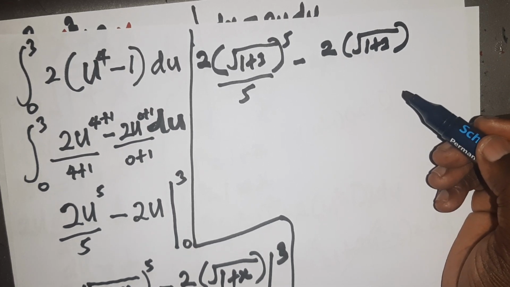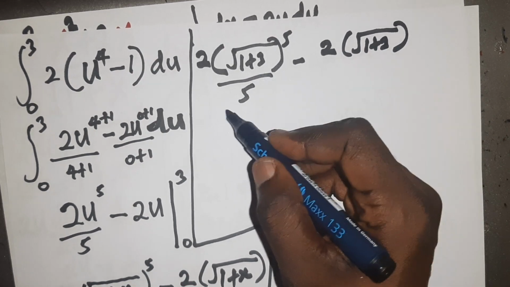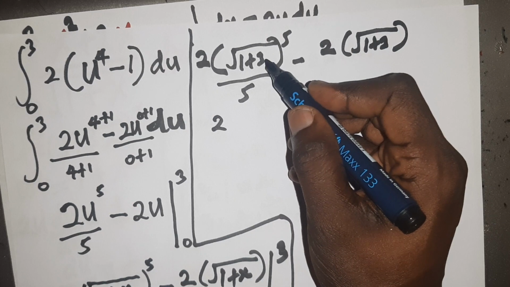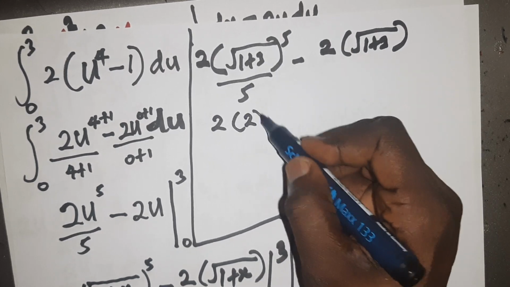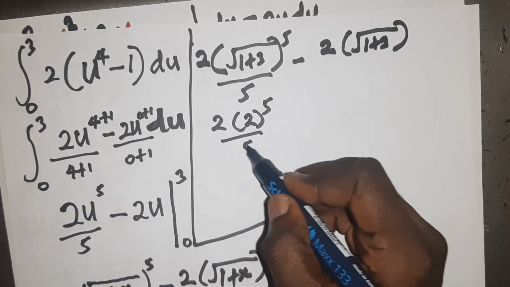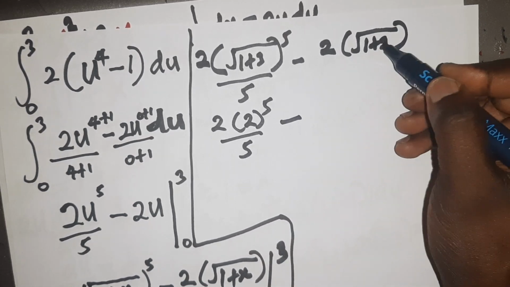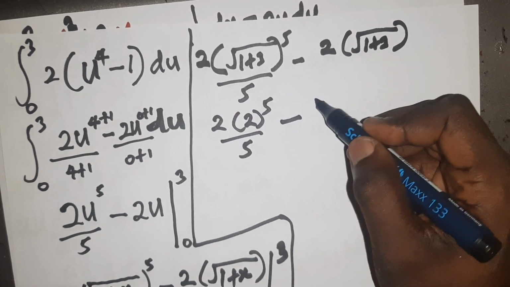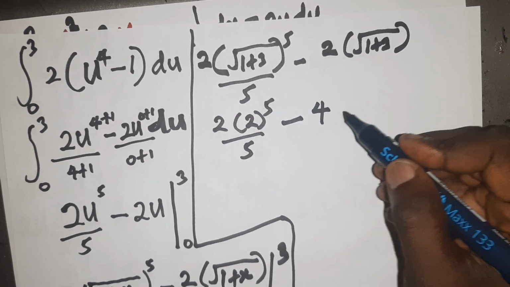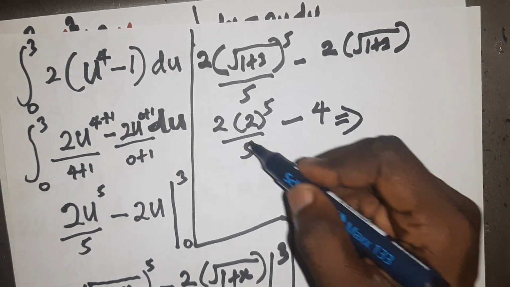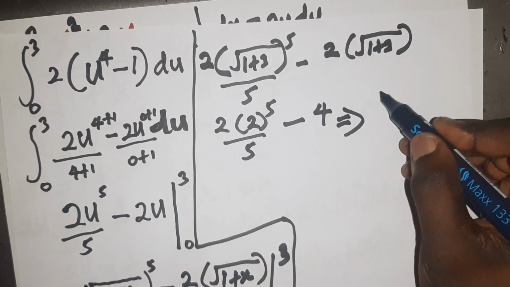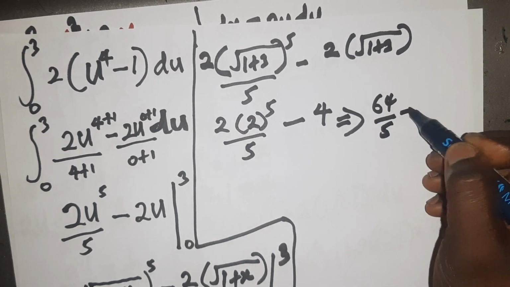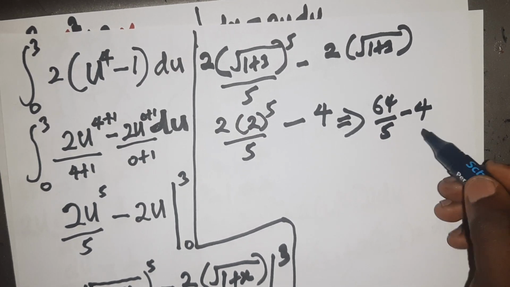Then this will now be 2, this is 1 plus 3 is 4, and the square root of 4 is 2. We will now have 2 raised to the power 5. We still have over 5 minus 1 plus 3 is 4. Square root of 4 again is 2. 2 times 2 we have 4. And then if you further simplify, 2 raised to the power 5 is 32 times 2, that will be 64 over 5 minus 4 is what you get. So let's leave it at that.